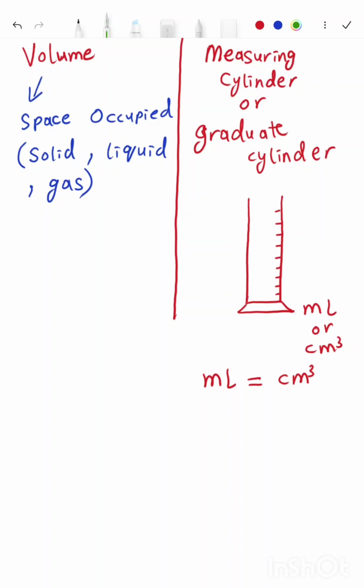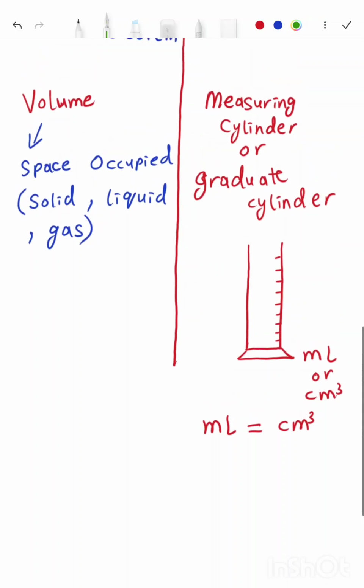So here we were talking about volume, that volume can be measured by using the instrument known as a measuring cylinder or a graduated cylinder. So what is volume? Volume is the space occupied by any matter, for example solid, liquid or gas. If we have to see how much space is occupied by some solid in your room, that would be the volume of that solid.